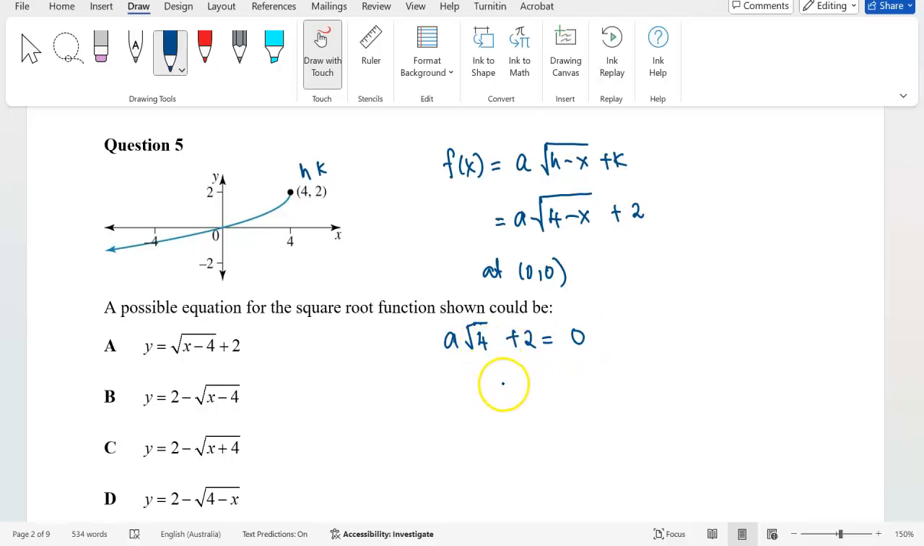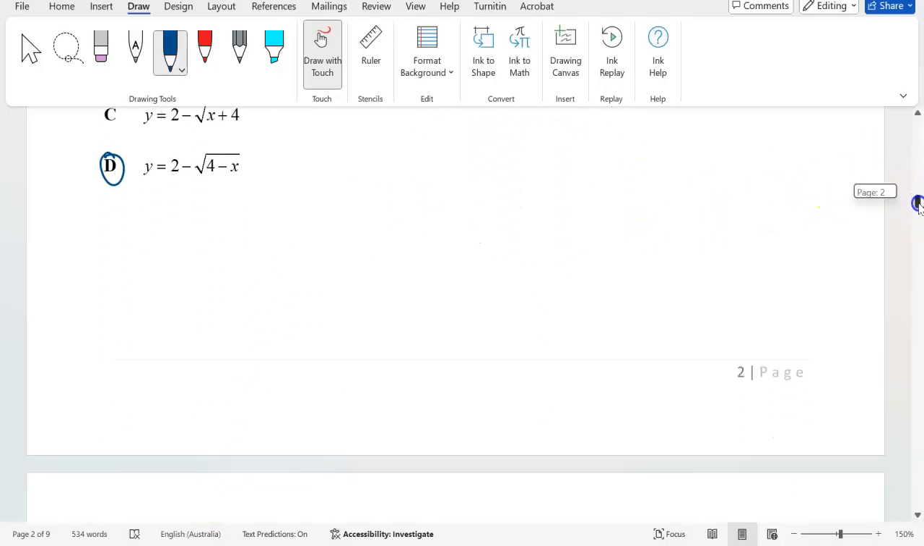So what am I doing? Is it correct? Yeah, okay. So your 2a equals negative 2, a equals negative 1. So it's going to be D, right? Actually, no need to find a. There's only one answer with the 4 minus x. We can single it out.